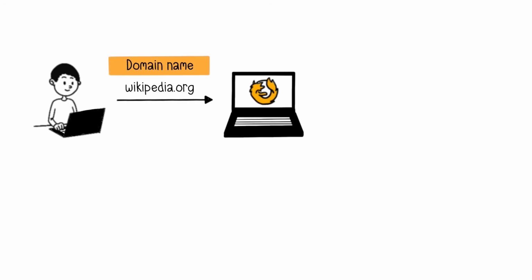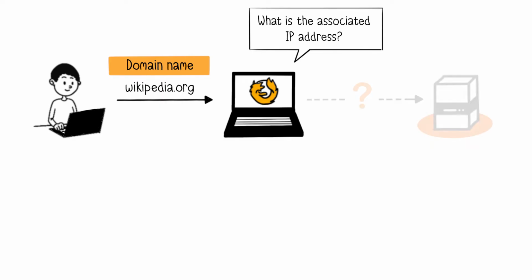On the internet, when we want to access a website, we use what's called a domain name. For example, wikipedia.org or youtube.com. In short, it's the web address you type into your browser. In reality, your browser needs the IP address of the server where your website is hosted.